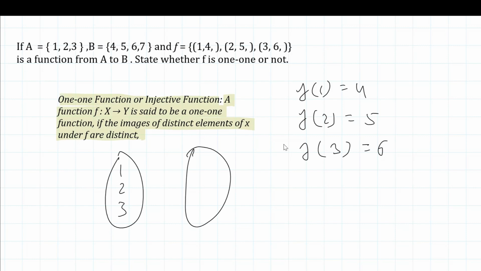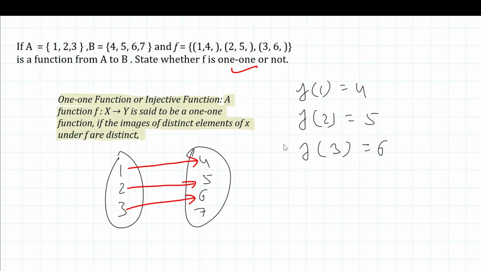You may also use an arrow diagram. If I take set A as 1, 2, 3 and set B as 4, 5, 6, 7, and make the images with arrows, 1 goes with 4, 2 with 5, and 3 with 6. So clearly they are forming distinct images. So it can be seen easily that the images of distinct elements of A under f are distinct. So it is 1-1.